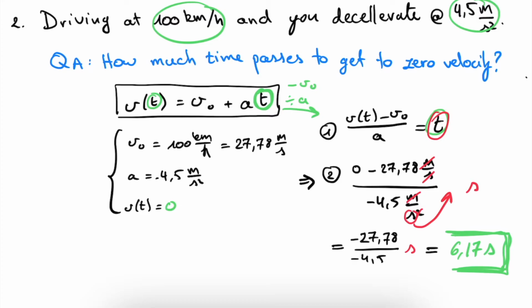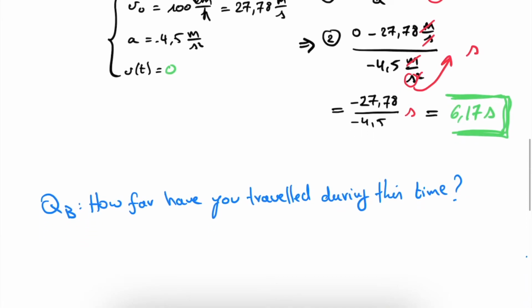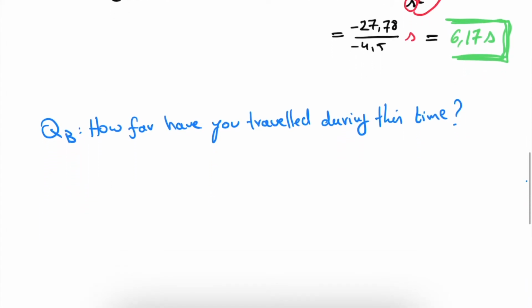Now a follow-up question to this is, how far would we have traveled in this time? So we know that we were traveling at 27 meters a second, which is 100 kilometers an hour, and we are now coming to a halt in 6.17 seconds. But how far will we have traveled during this time that we were hitting the brake? To solve this one, what we have to do is use the formula x(t) is equal to x0 plus v0 times t plus 1/2 acceleration times t squared.